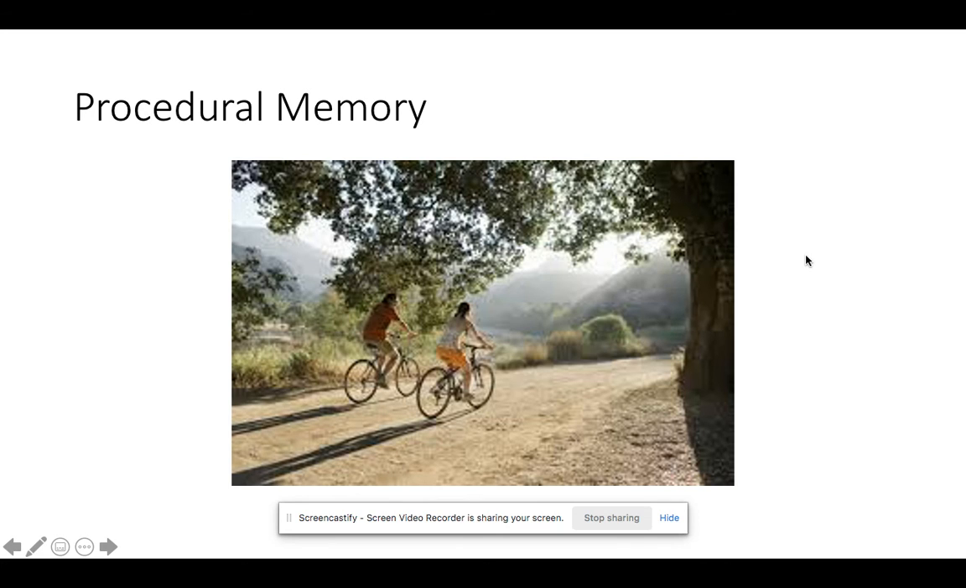Procedural memory is just performing a procedure. This is something like riding a bike, or maybe driving your car. These are things that you've learned how to do that you really don't have to think much about once you've learned them, because you have muscle memory. It's just a procedure that you know and you can draw from and complete.